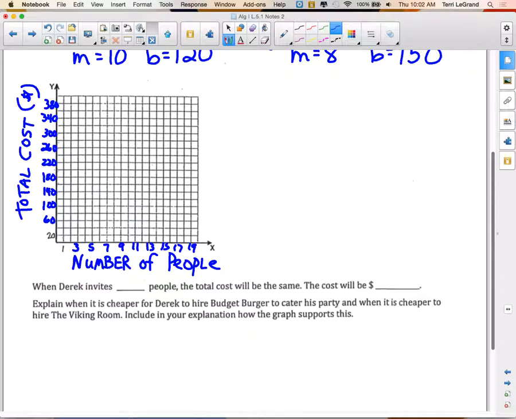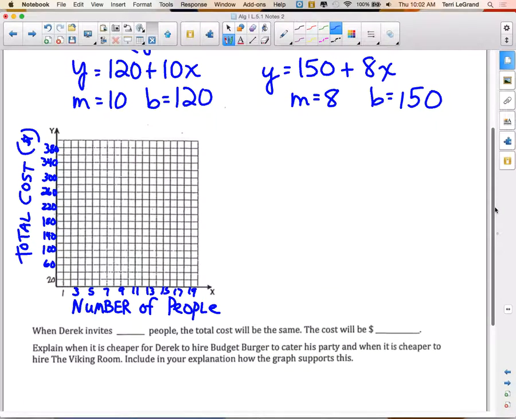Okay, we are ready to maybe graph. Let's try. So for the first one, our B value is 120. That's easy enough to do. There it is, nice and easy. Okay.